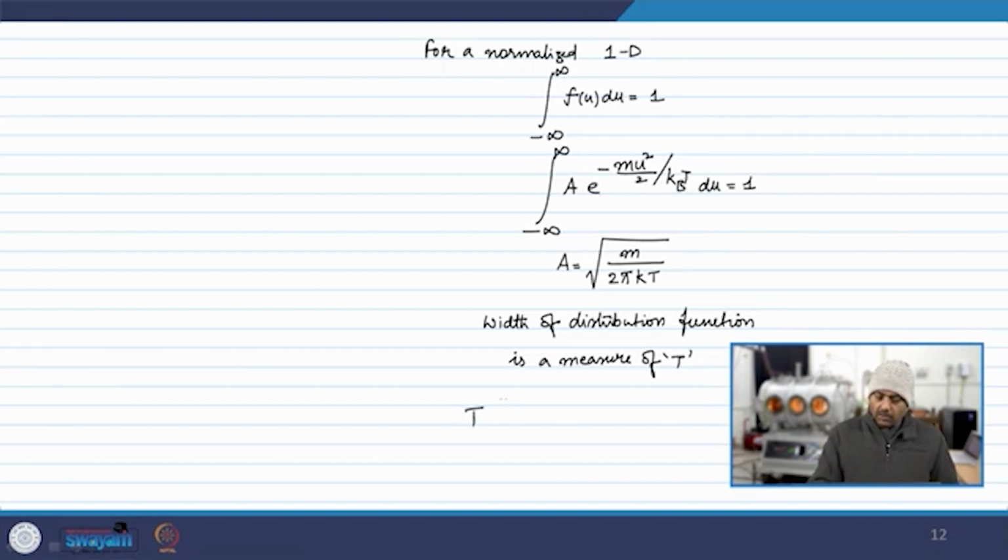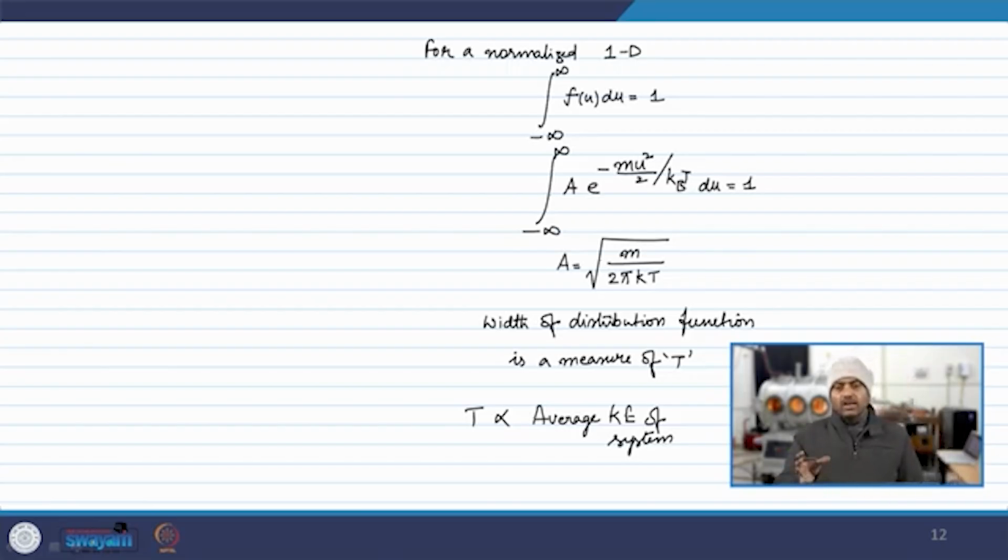So, temperature is proportional to the average kinetic energy of the system. It is proportional. We are not saying that the average kinetic energy is temperature. No. These two things are directly proportional to each other. So, the average kinetic energy is a measure of the temperature. So, how do we calculate the average kinetic energy?